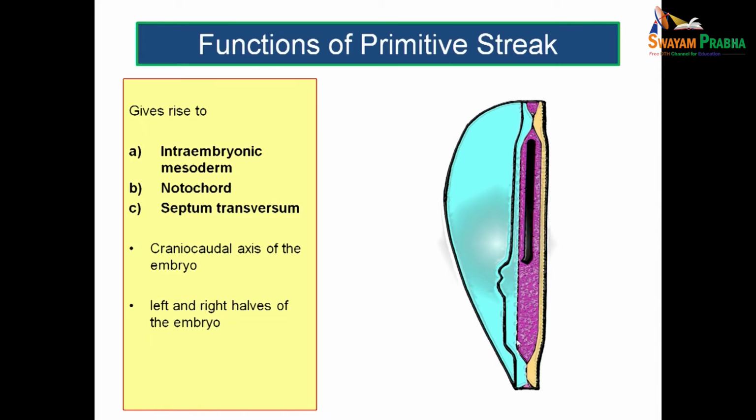After the formation of the primitive streak, it establishes a craniocaudal axis for the embryo, and once it is formed, we can make a cut in the embryonic disc and divide it into right and left halves. Until the formation of the primitive streak, it is just like a disc and we won't be able to divide it exactly into right and left halves. But once the primitive streak is formed, if we pass a line through it, that will divide the disc into right and left halves. So these are the functions of the primitive streak.